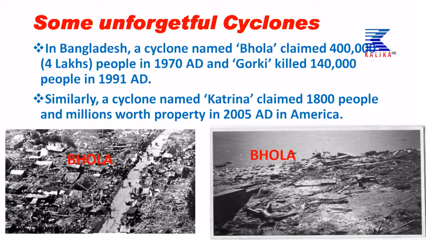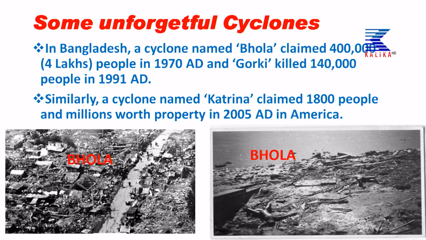So in Bangladesh, in the year 1970, 4 lakh people were killed because of a cyclone called Bhola, and in the same country, another cyclone called Gorky killed 140,000 people. That was in the year 1991. Similarly, a cyclone named Katrina claimed 1,800 people and caused the loss of millions worth of property in 2005 in the United States of America. That happened almost recently, in the year 2005.